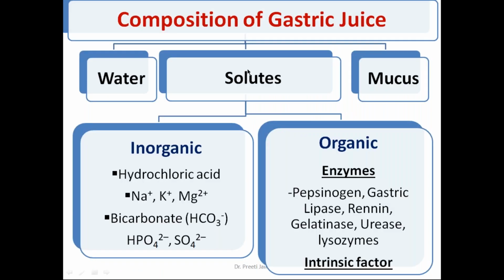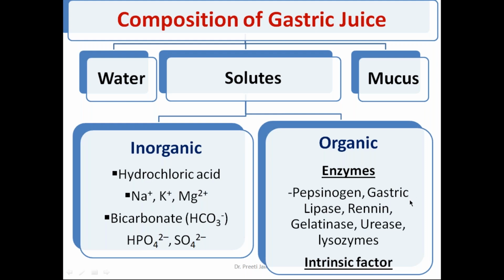So the composition of gastric juice again comprises water, solutes and mucus. The solutes are inorganic and organic. Inorganic, the main constituent is hydrochloric acid. Then you have other cations present in the form of sodium, potassium, magnesium. The anions are bicarbonate, sulfate and hydrogen phosphate. Organic, it contains enzymes. The most important one is pepsinogen.